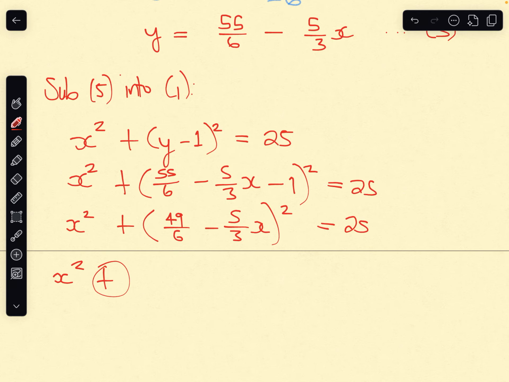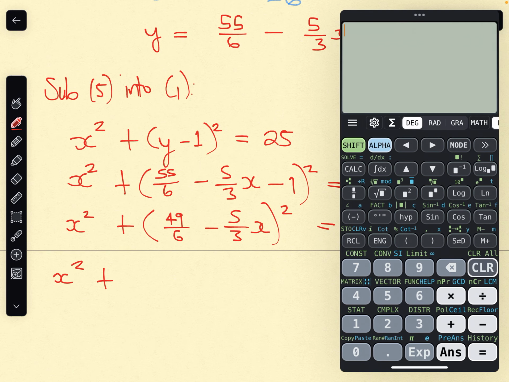Okay, and because this is a plus, we don't have to worry about signs too much, so I'm just immediately going to bust it out of the brackets. I want to square this. Yo, what am I doing? Where are my brackets? Yo guys, you can tell it is not an early hour of the night. Okay, so that is 2401 over 36, and then we have 49 over 6 times 5 over 3.